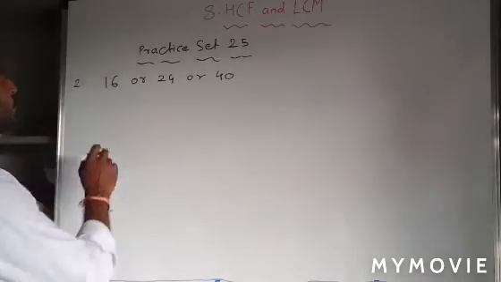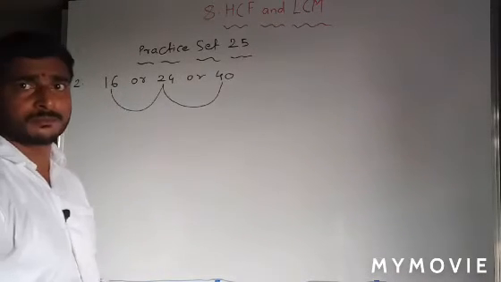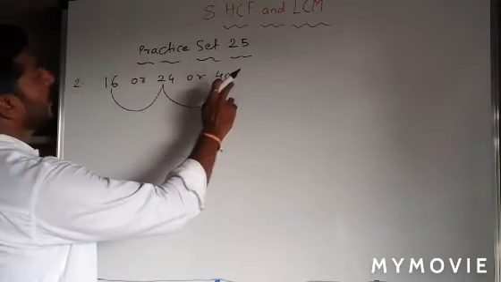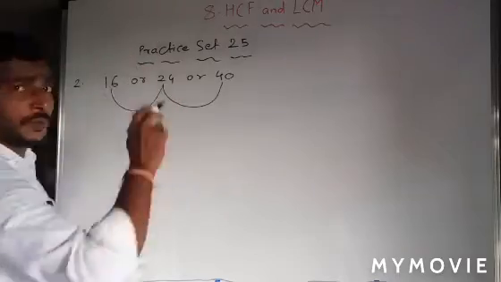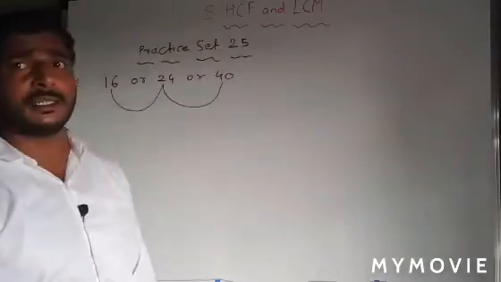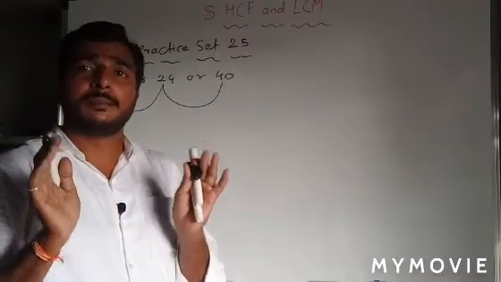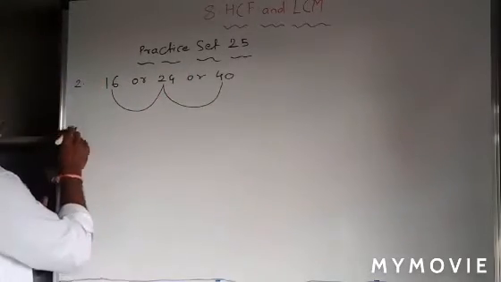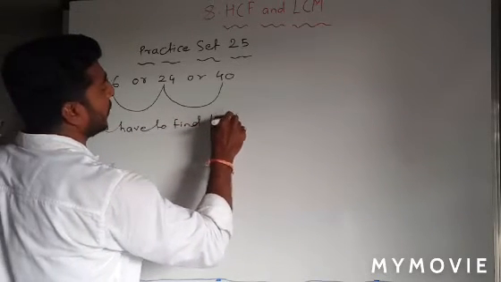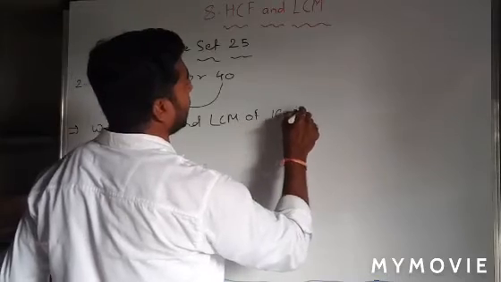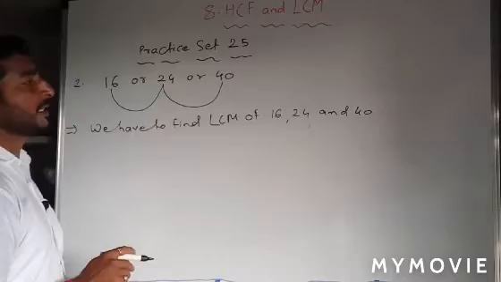That is the question. So to find out the number of beads, what we have to do? We have to find the LCM of 16, 24 and 40. She may use 16 beads in each necklace, or 24 beads, or 40 beads in each necklace. So whatever the number of beads she uses in each necklace, what will be the number of beads she will be having? That we have to find, and for that purpose we have to find the LCM of 16, 24 and 40.